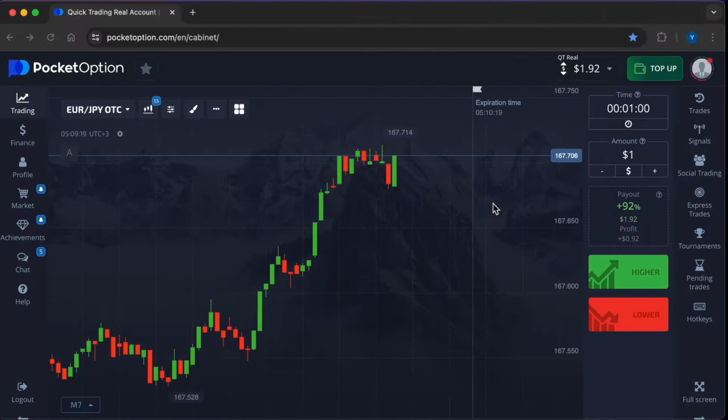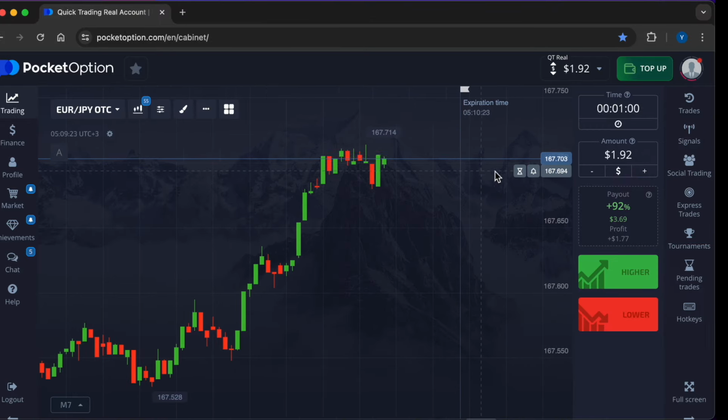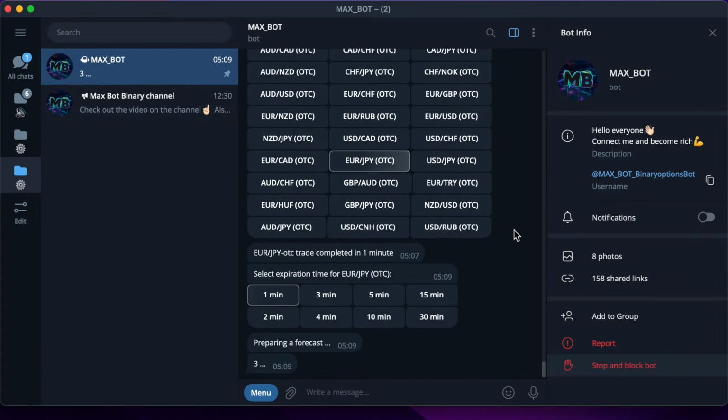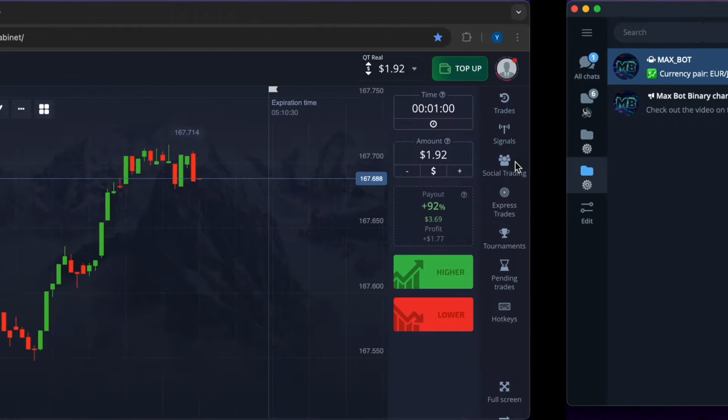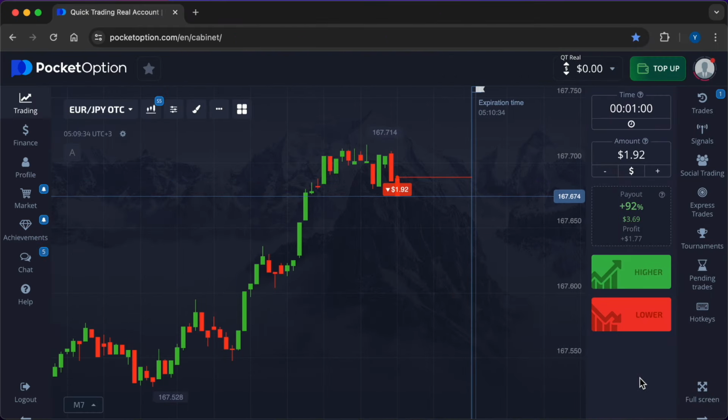So, the signal was accurate. Now I will enter a trade for the full amount of my deposit every time in order to achieve great success as quickly as possible. The new signal from the smart robot is lower.